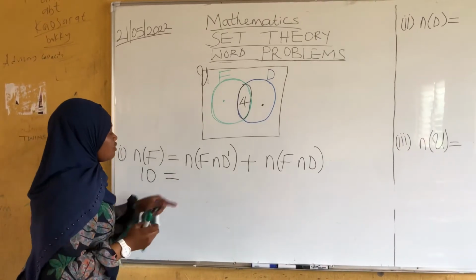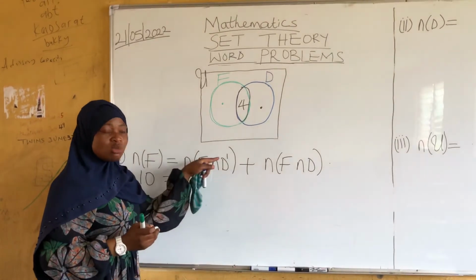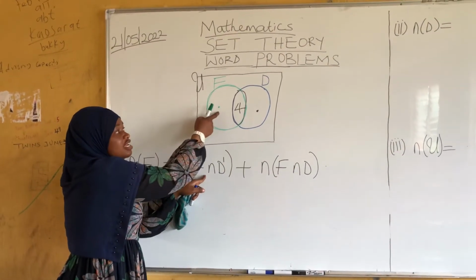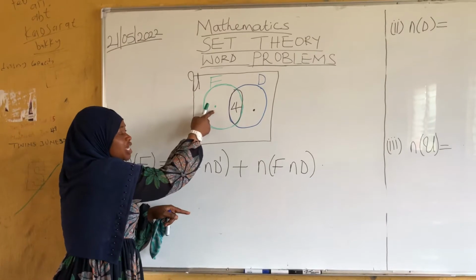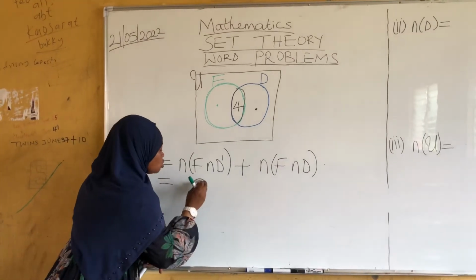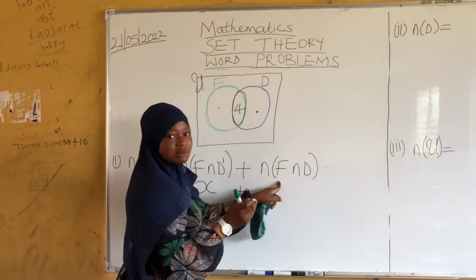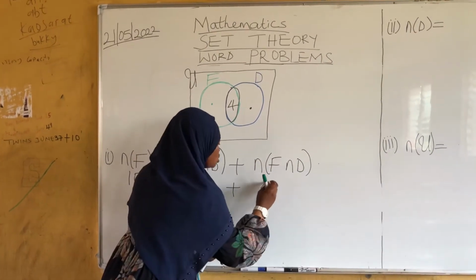The next thing that we have to do is that we do not know this one. This is what we want to find. That is those that dance to only Fuji. Only Fuji will be here. So let's represent it with X, plus those that dance to both music is equal to 4.